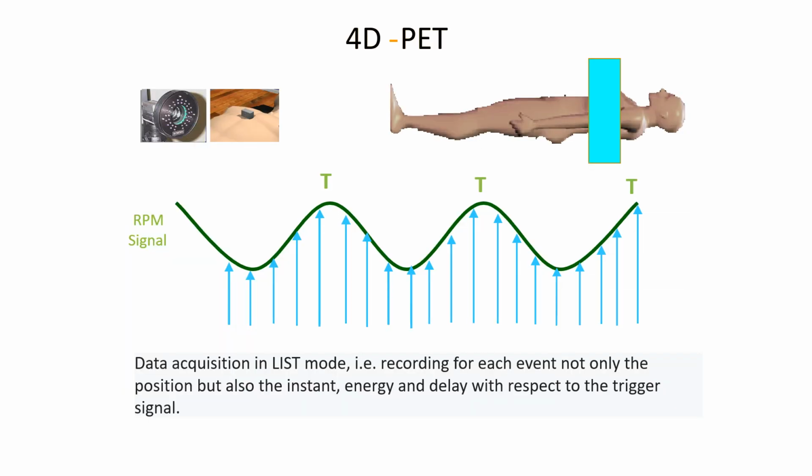From a technical point of view, to acquire 4D acquisition, we use the list mode. That means that we record for each event not only the position, but also the instant, the energy, and the delay with respect to the trigger signal.